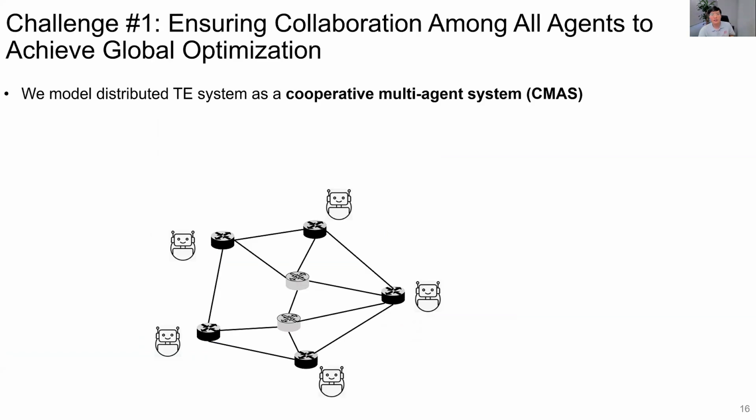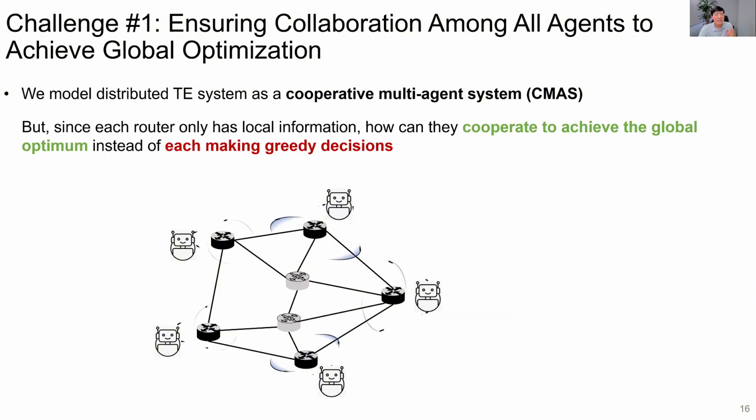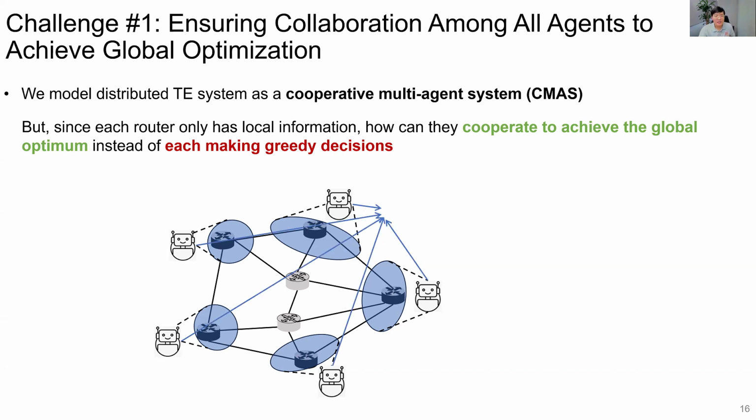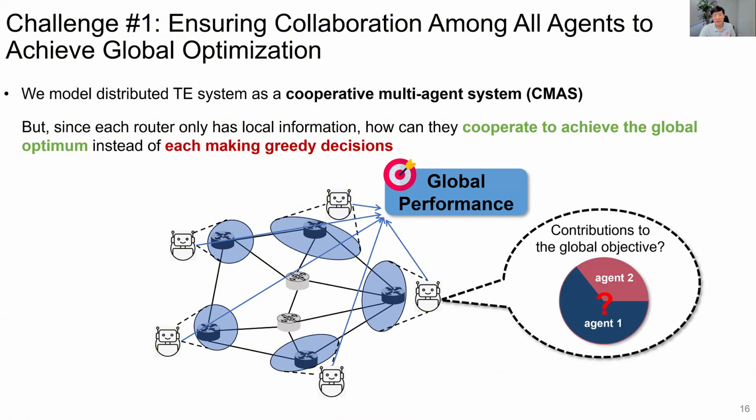The first challenge is how to ensure collaboration among all agents to achieve global optimization. We model the distributed TE system as a cooperative multi-agent system. But since each router only has local information, how can they cooperate to achieve the global optimum instead of each making greedy decisions? The essence of the problem is that even if we set the global performance as the reward function, agents cannot figure out their contributions to the global objective, resulting in poor cooperation among agents.